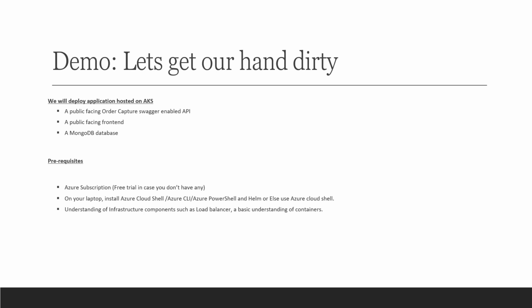So this is what we would be doing, and the prerequisites that you will require in order to achieve that are an Azure subscription, where you can use a free trial if you don't have any, and Azure CLI or Azure PowerShell installed on your desktop. If nothing is there, you can use Azure Cloud Shell, which contains most of the things. kubectl and everything gets loaded on top of it, and Helm is also present on it. You need to update the repository for Helm. A basic understanding of load balancers and a basic understanding of containers.